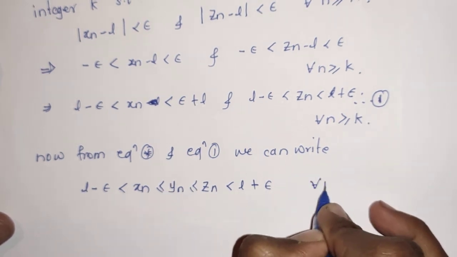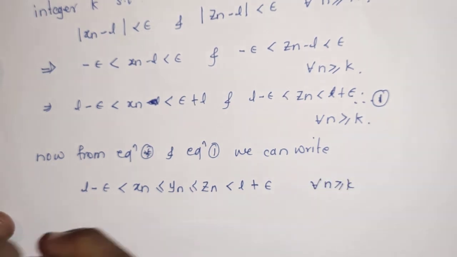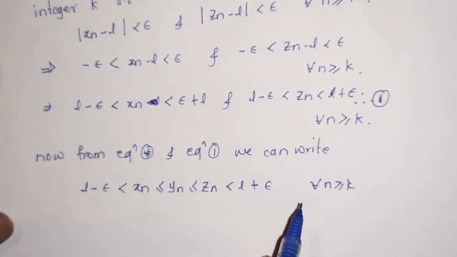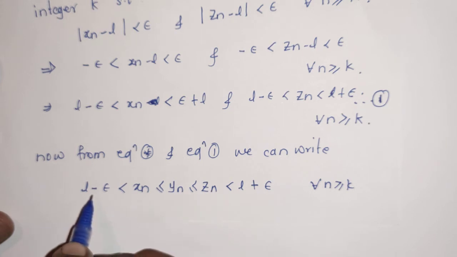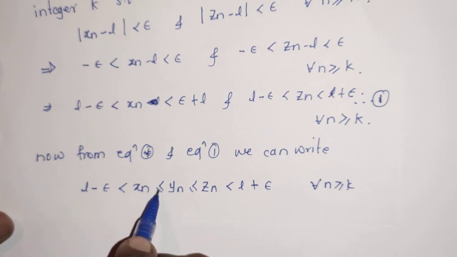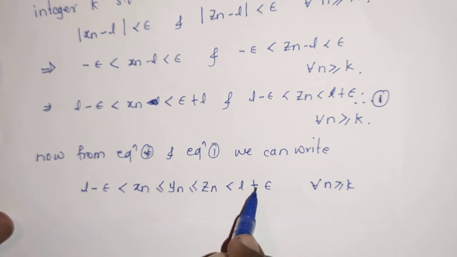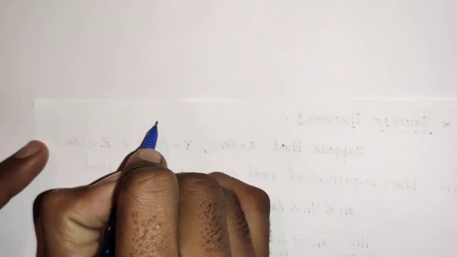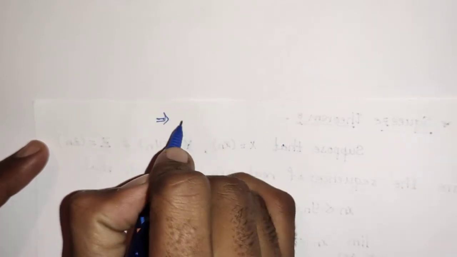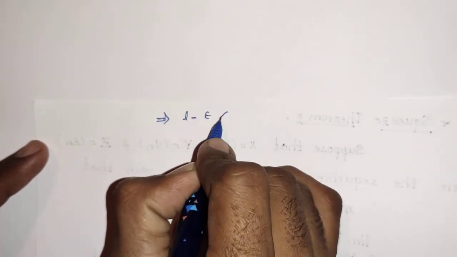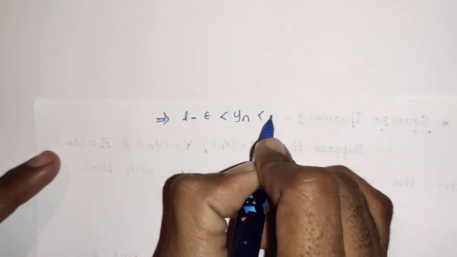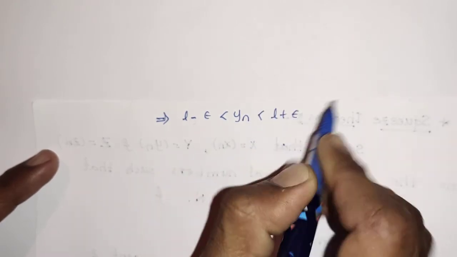This is for all n ≥ k. So we can write L − epsilon is strictly less than yn is strictly less than L + epsilon from this equation. So this implies L − epsilon < yn < L + epsilon.